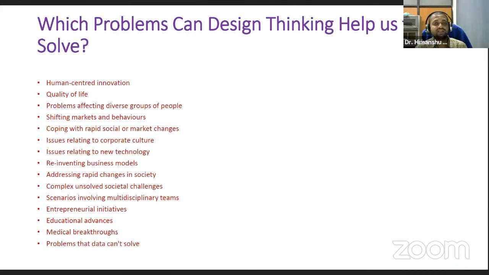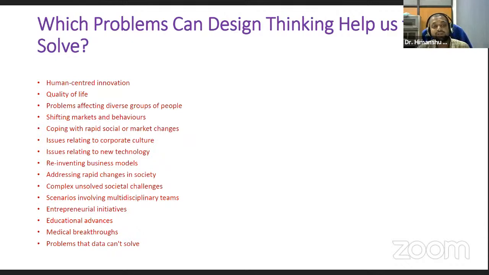And these are the various problems that design thinking can help us to solve. First point is human-centered innovation, and this is very important. Next one is quality of life or problems affecting diverse groups of people, shifting markets and behaviors, coping with rapid social or market changes. So you have to compete, that means social or market changes are there.